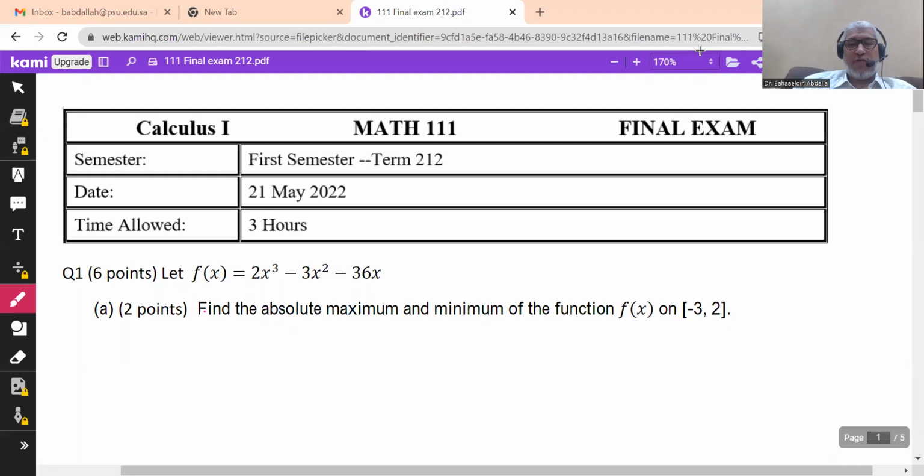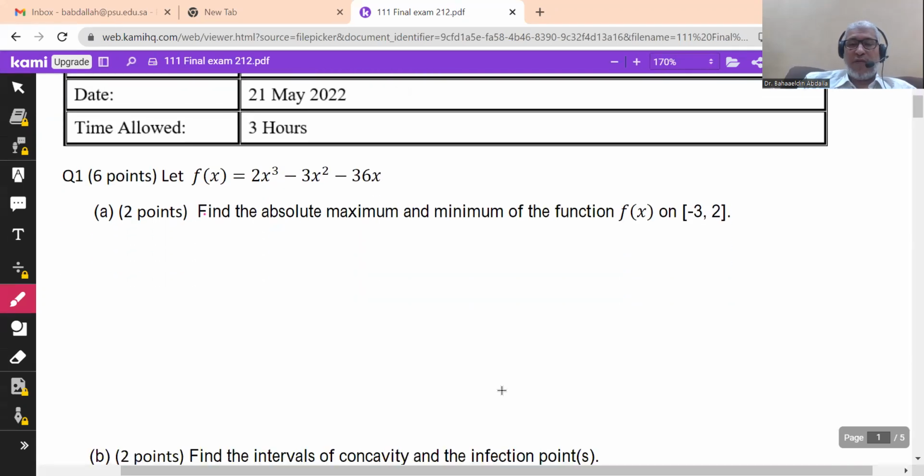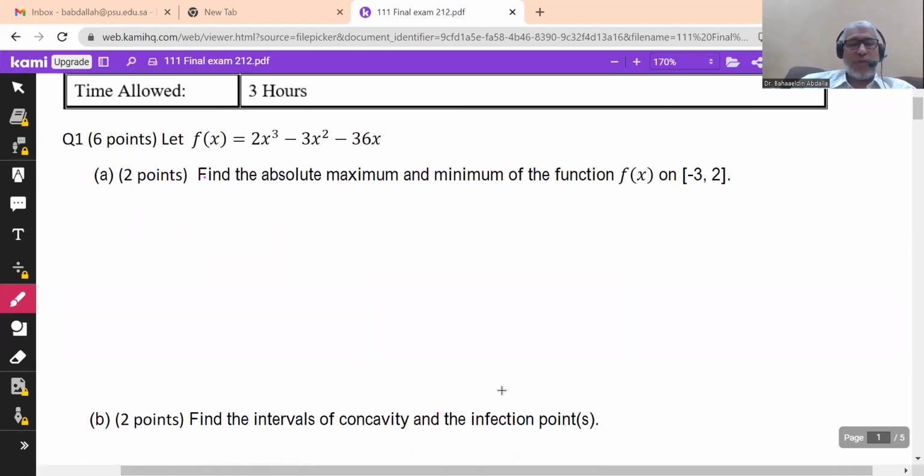This is the solution of the final exam of term 212 first semester, May 2022. First question, let f of x equal this polynomial function. Find the absolute maximum and minimum of this function on the interval from -3 to 2.